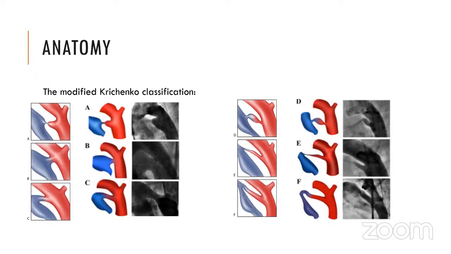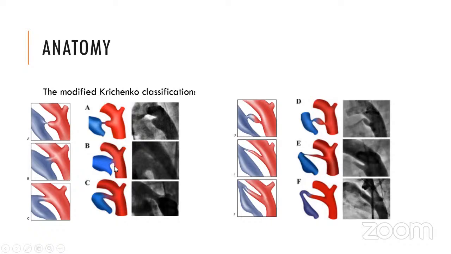Now, if you look into the PDA, there is a classification, and this is mostly an angiographic classification made by people who initially tried to close it percutaneously. In the original classification, there were only five subsets, however, the modified Krichenko classification includes another subset that is termed F. So going over the classification, the first type, which is type A, this is conical with the narrowest portion at the pulmonary artery side. Conical meaning that the shape is like a cone. So the biggest diameter is in the aortic side and the narrowest at the pulmonary side.